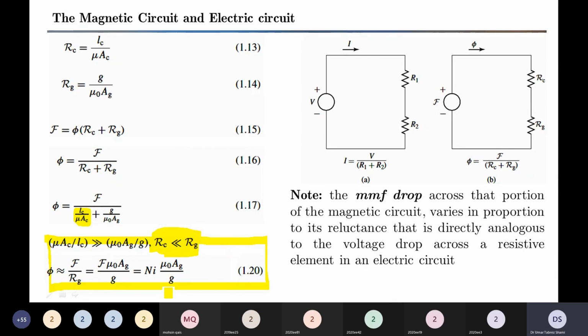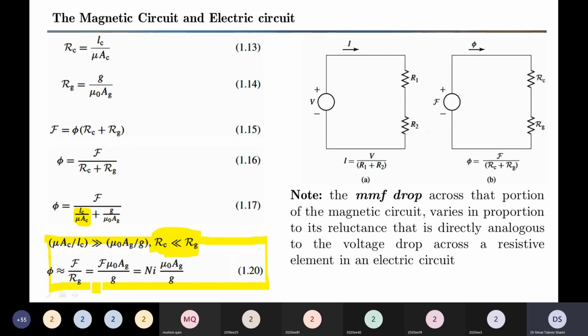the MMF over the reluctance of free space. That is, flux is Ni into mu naught Ag over the length of the air gap. Equation number 1.12. This is an approximation, but we established this approximation with the fact that the reluctance of air is much larger than the reluctance of the core, because the permeabilities of the two materials are different.